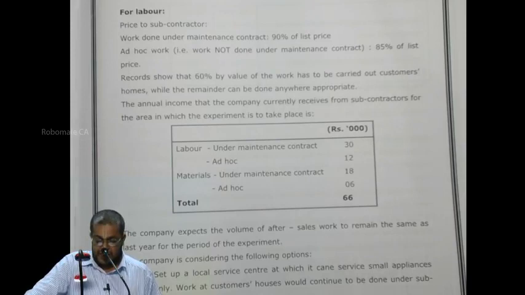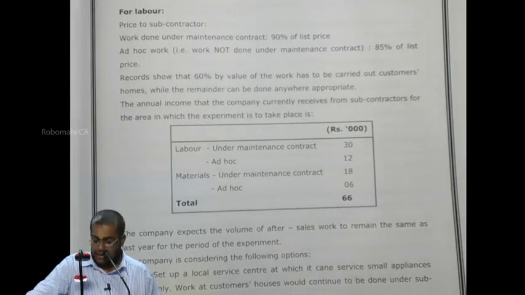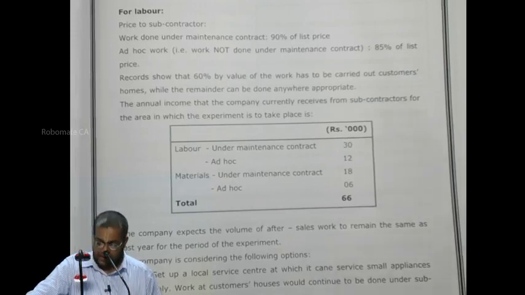The company is considering the following options. Number 1: set up a local service center at which it can service small appliances only. Work at customer houses would continue to be done under subcontract. Number 2: set up a local service center to act only as a base for its own employees who would only service appliances at customer homes. Servicing of small appliances would continue to be done using subcontractors. Number 3: set up a local combined service center plus a base for all work. No work would be subcontracted.